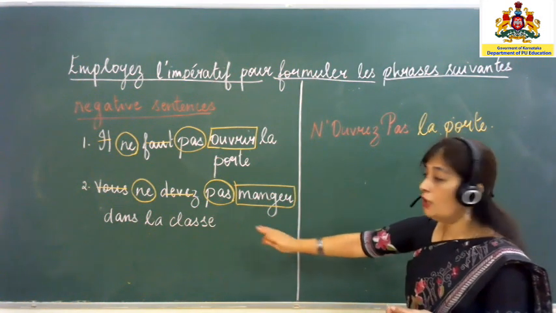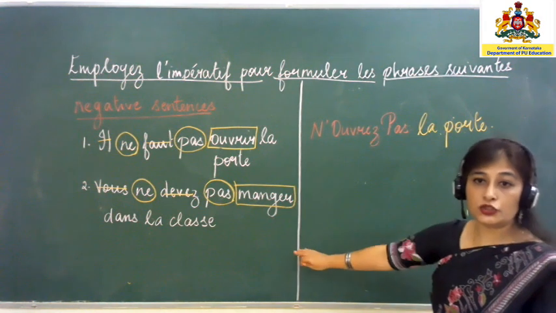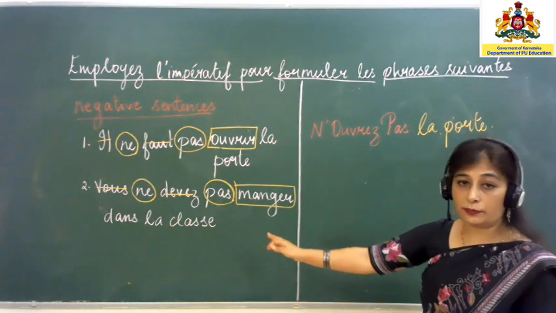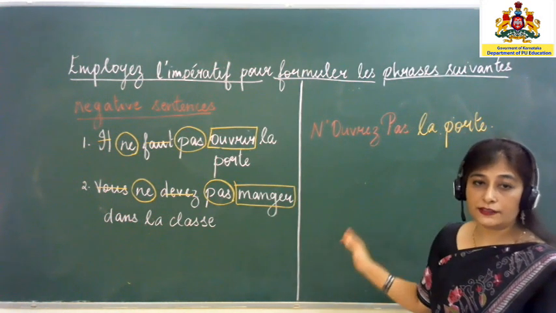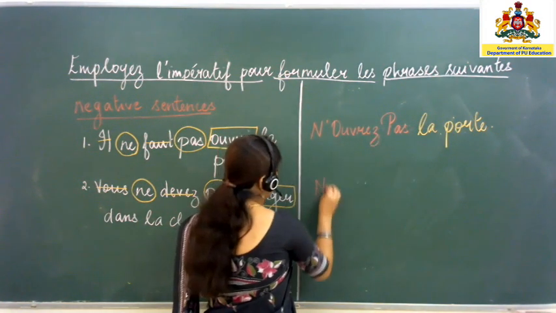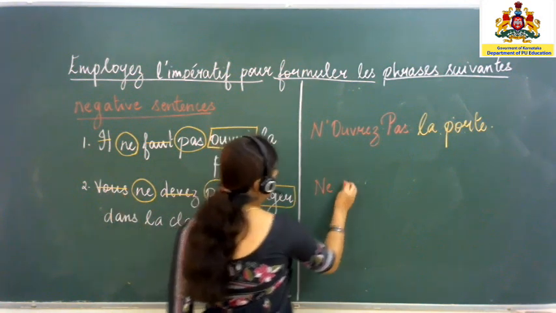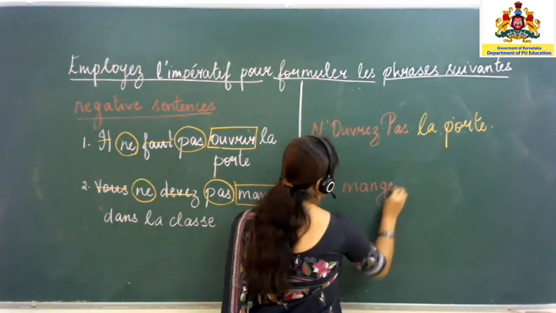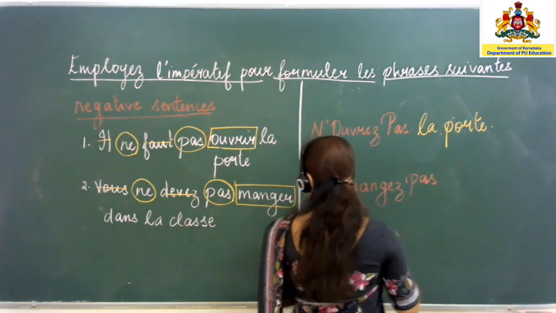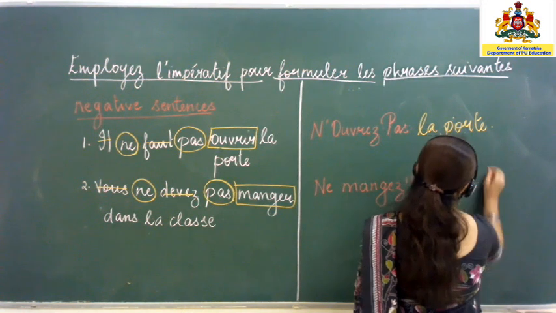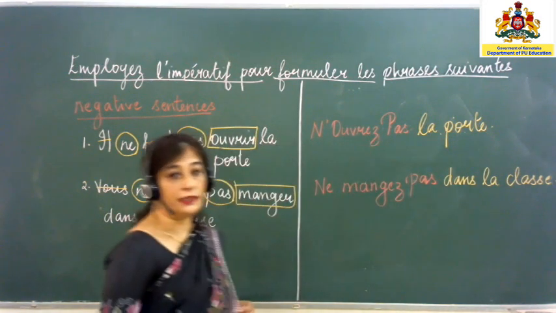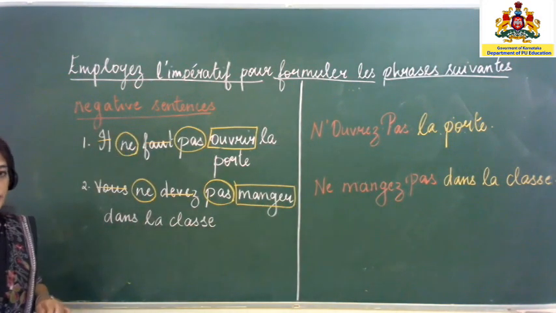Moving on to the next one. Vous ne devez pas manger dans la classe. You should not eat in the class. I found my unconjugated verb and I can see that the ne and the pas is given to me, which means I should answer in the negative form, right? So it's going to be ne, since it is given to me in the vous form, M-A-N-G-E-Z. Ne mangez pas, and the rest of the sentence as it is: dans la classe. Again, whether you put the exclamation mark or not, it does not matter. Are we clear?